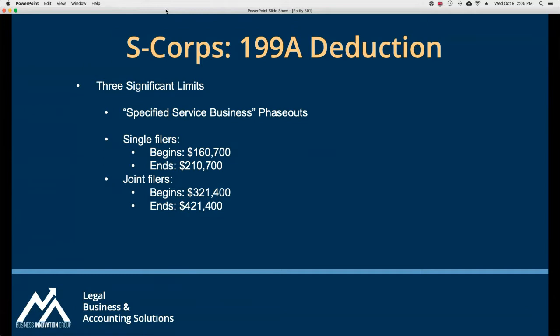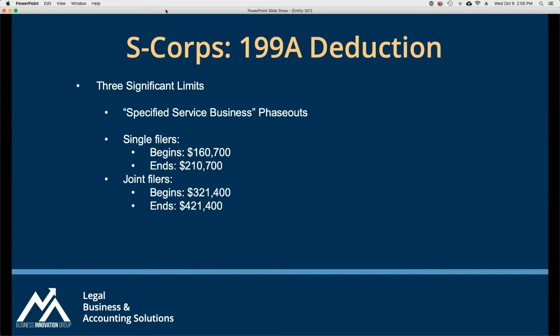So if you're a single filer and you make $210,700 and you're in the specified service business, you're not going to get any 199A benefits, right? You're completely phased out at that point. If you make $160,700, you're going to begin to get less 199A benefit, and it's going to titrate up to no benefit at $210,700, right?